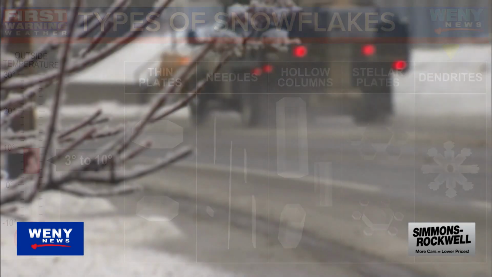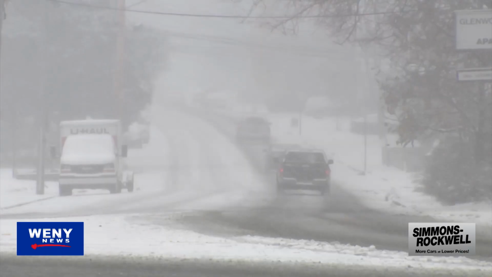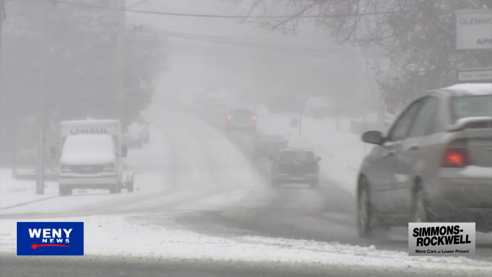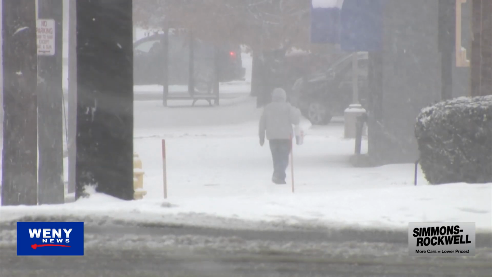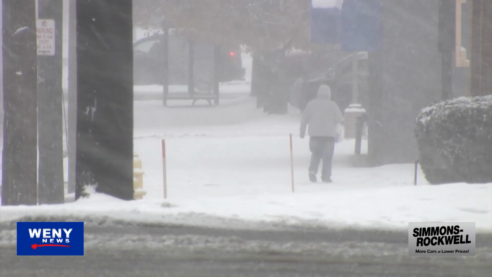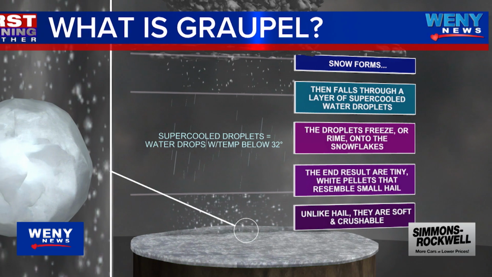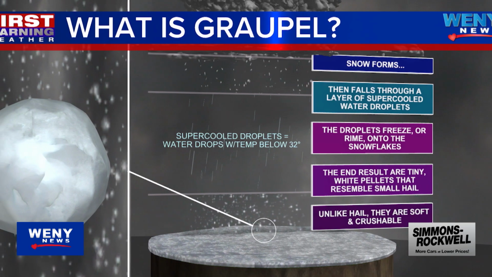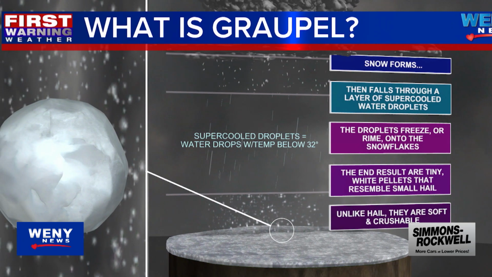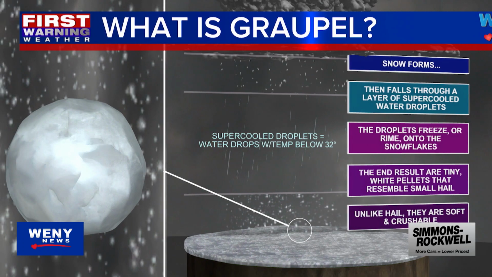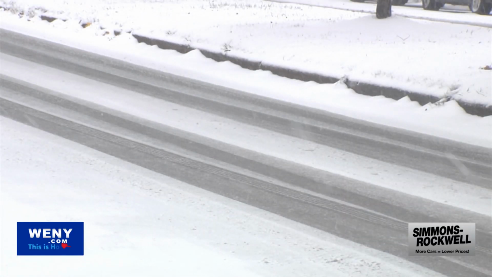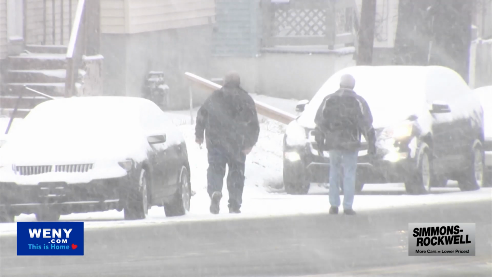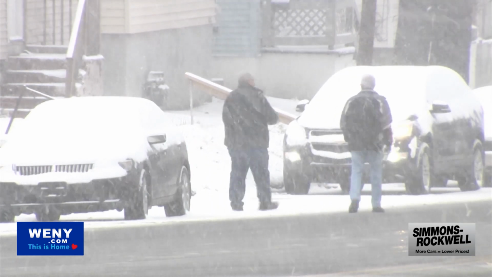Rim flakes and grapple occurs when flakes fall through supercooled liquid droplets and will freeze on the flake's surface. When the flake is completely coated, it is grapple, often mistaken for small hail or sleet. The formation process requires a unique moisture and thermal profile. But which of these snowflake types leads to more accumulation? We talked with the National Weather Service out of Binghamton, New York, to find out more.